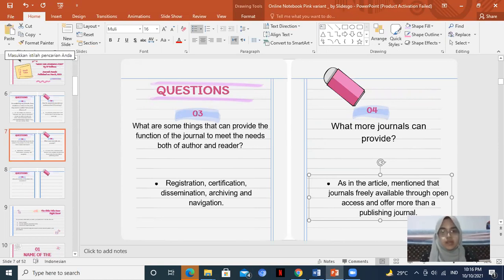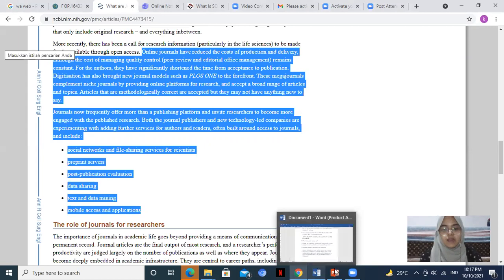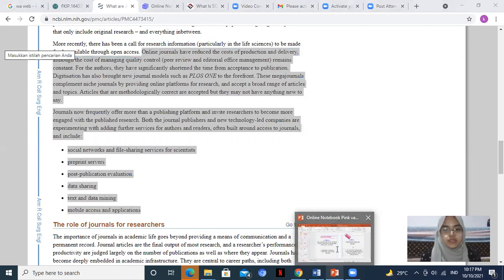I give my point of view as a summary: at this time, journals are more than a publishing platform. They can serve as references, such as online journals. They can be accessed through social networks, mobile access, and applications. So we go to the next question.